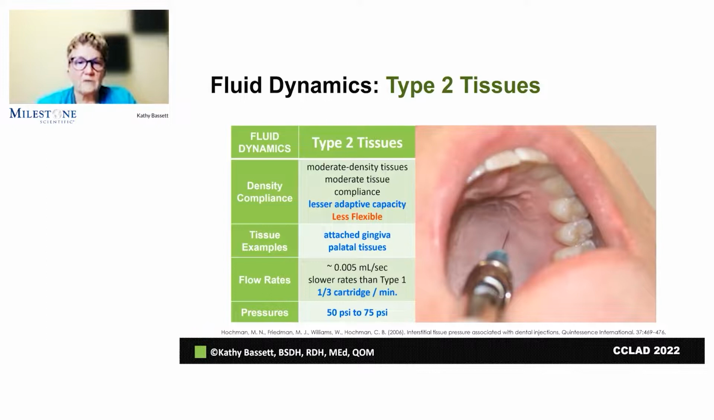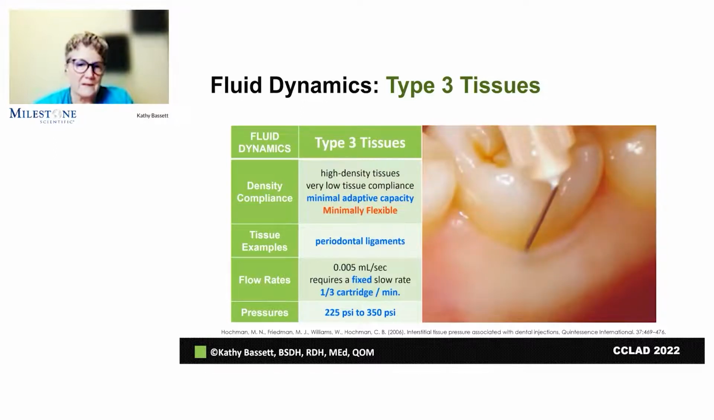An area of a type 2 tissue has lesser adaptive capacity, less flexibility, thinking again of our attached gingiva, palatal tissues. And now we're going to be moving a little bit slower for that solution to gently move into the space. Now we may be 1/3 of a cartridge to a half a cartridge a minute. And it's going to take about 50 PSI to 70 PSI to express that solution into those tissues.